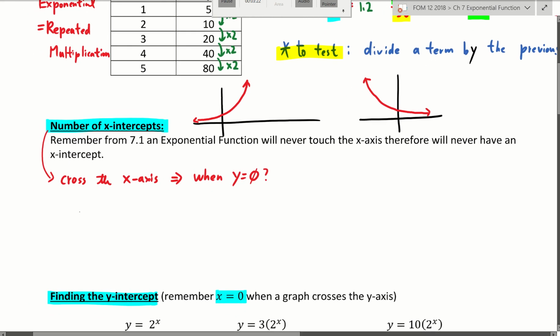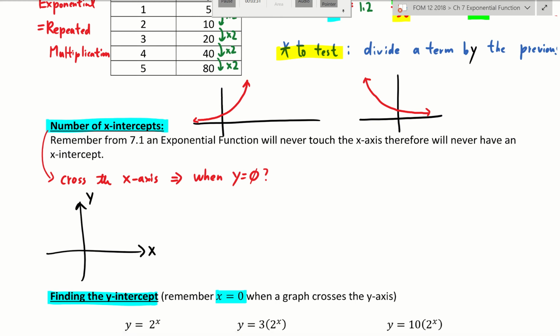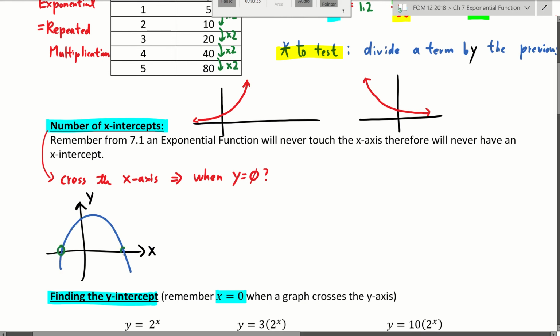Let's say you have the x and y coordinates like this. What is an x-intercept? An x-intercept is when your function crosses the x-axis, which means these two points. These are called x-intercepts. It's the point where your function crosses the x-axis.